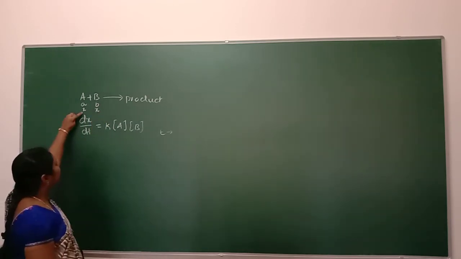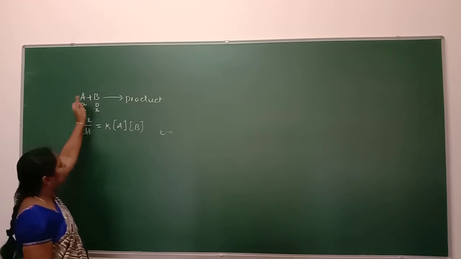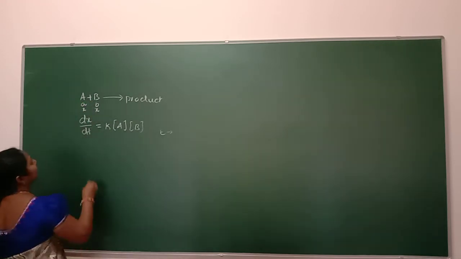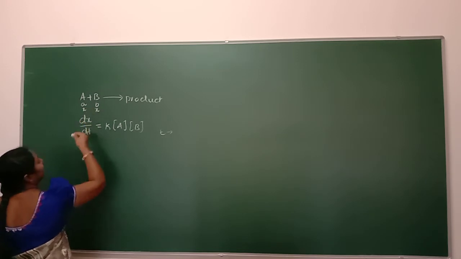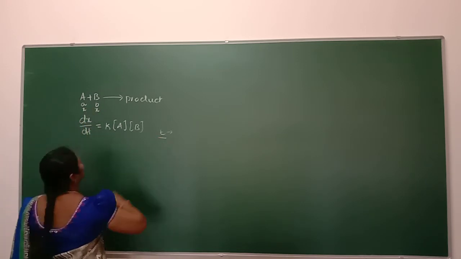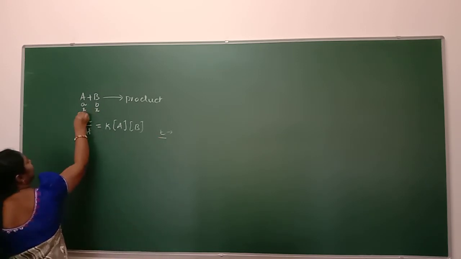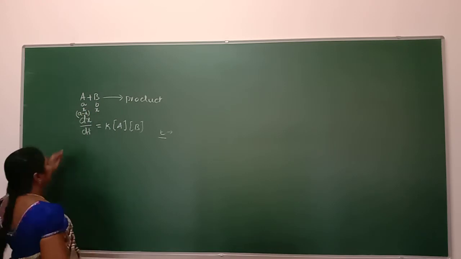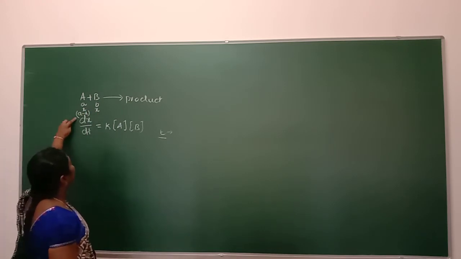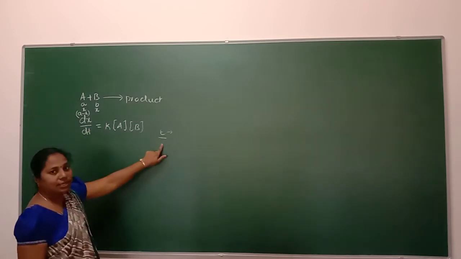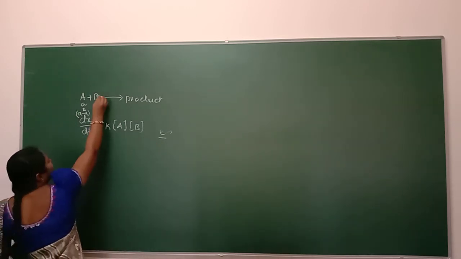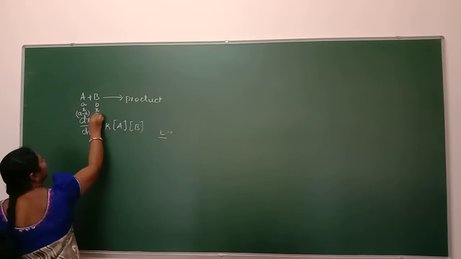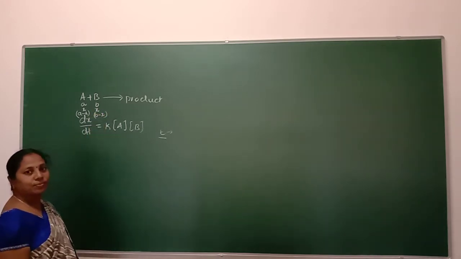So x is the amount of reactant A and B consumed in the reaction, so that the amount of reactant A left over after time t is found to be a minus x. Similarly, the amount of reactant B left over after time t is found to be b minus x.